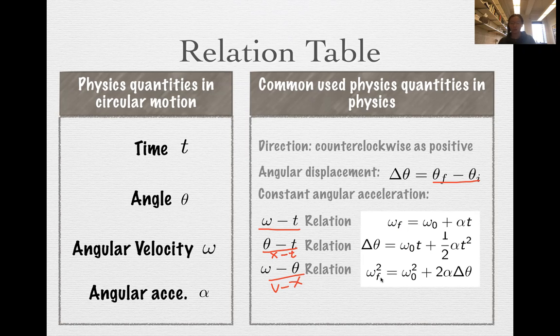Because the meaning of them is constructed in a similar way, all the relationships which are applicable in linear motion have a one-to-one correspondence in angular motion as well. So this is the relationship between all the physics quantities in angular motion.